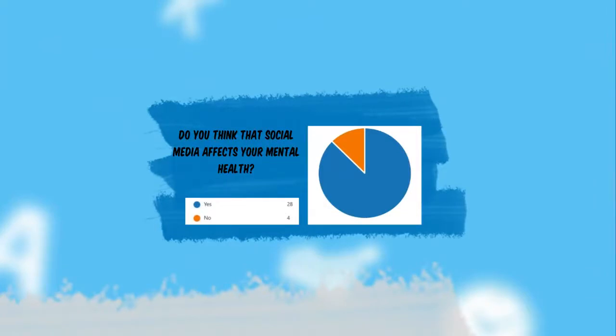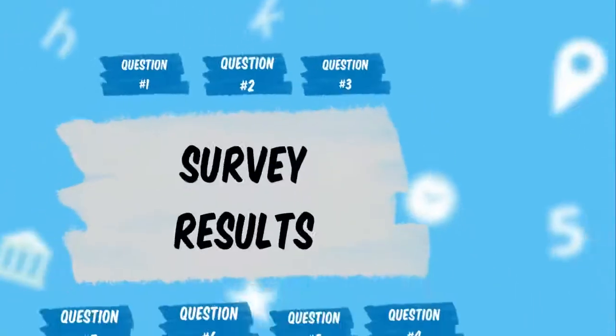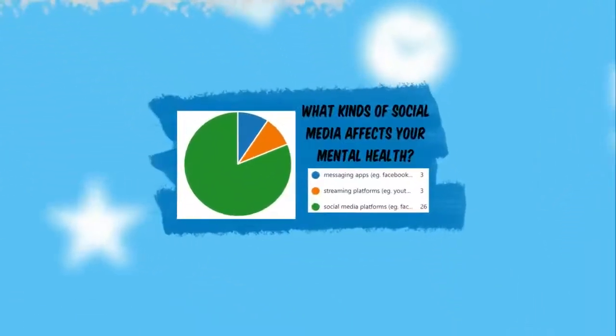28 people had answered yes when asked if social media affects their mental health. When asked what kinds of social media affects their mental health, they said that social media platforms such as Facebook, Instagram, Snapchat, etc. were what affects it.